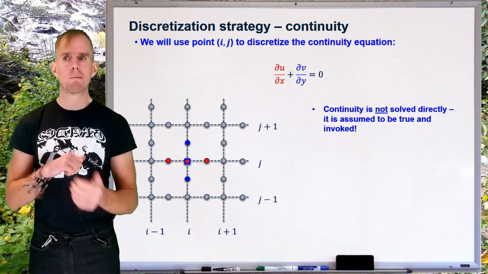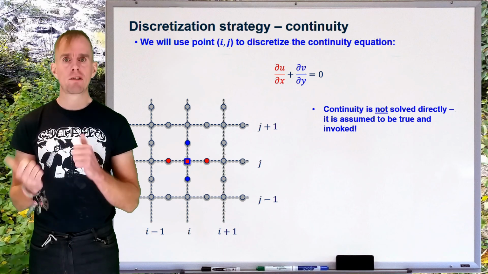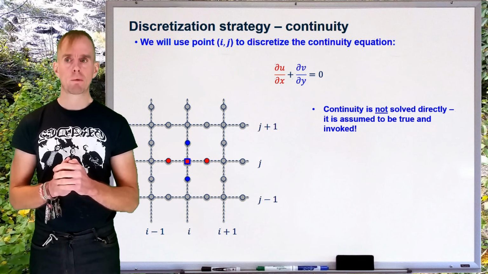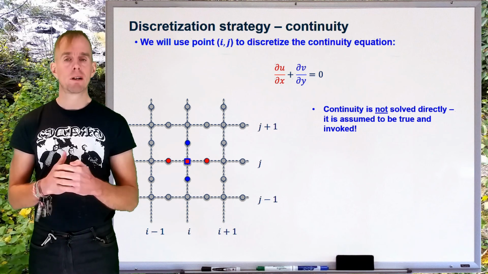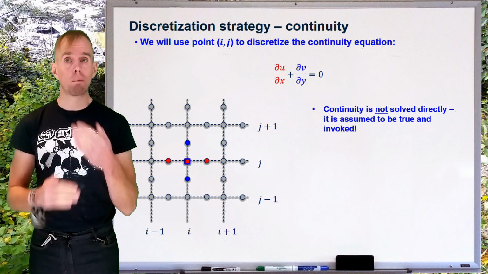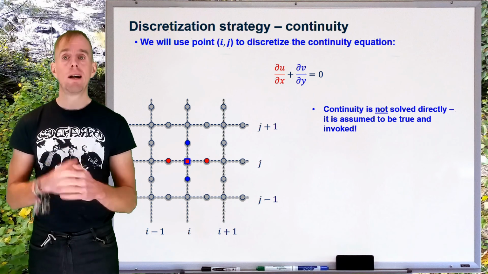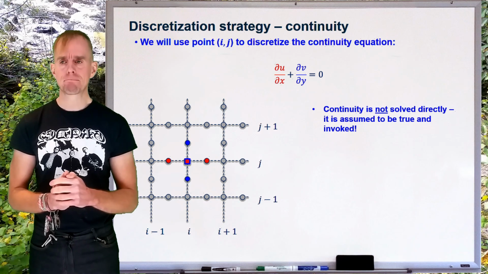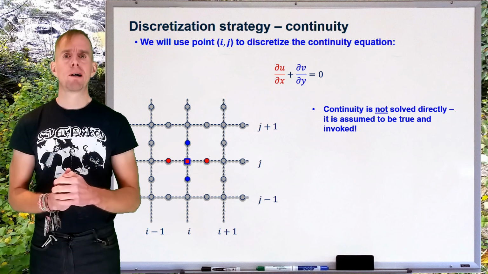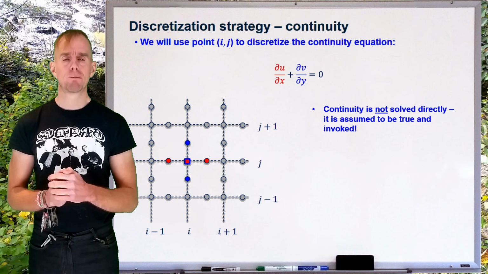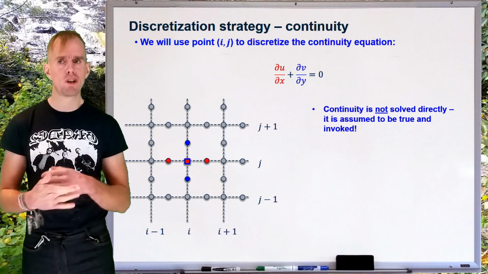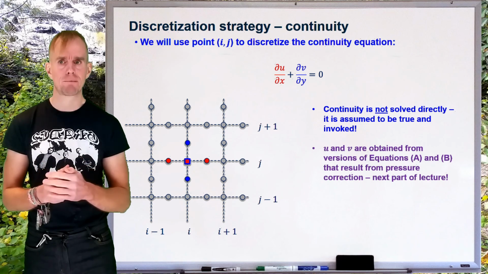And if we think of du by dx, we're going to use centre differencing with the red nodes left and right of that red square. And dv by dy, we're going to again use centre differencing with the nodes top and bottom of that red square. And again, centre differencing here would be a valid approach. Now, there's some subtleties that we'll talk about in the final part of this lecture, but we'll see that we're not actually solving continuity directly. We're going to assume it's true and just take it as a fact.